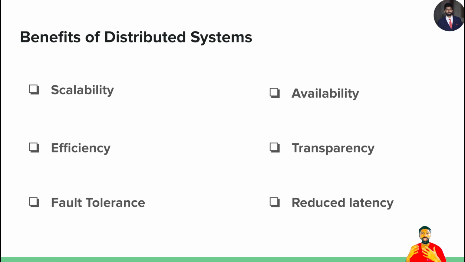Distributed systems are also very highly efficient. They divide a large task into smaller subtasks and then process them concurrently. So this helps in significantly reducing the time which is required to complete the task.